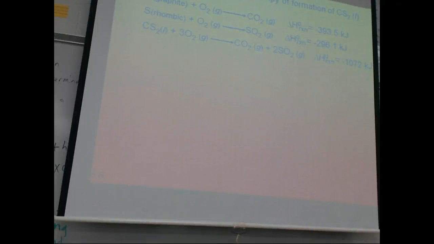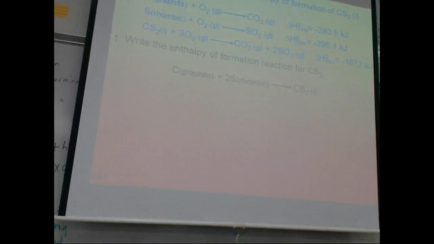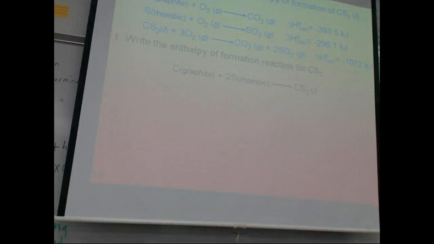This question is, calculate the standard enthalpy of formation of CS2 given those 3 reactions. So when it says formation, that means the formation of that compound from its respective elements. So the first thing we're going to do is write the equation for the reaction that forms CS2. So we got graphite and sulfur reacting to form CS2. That's balanced.